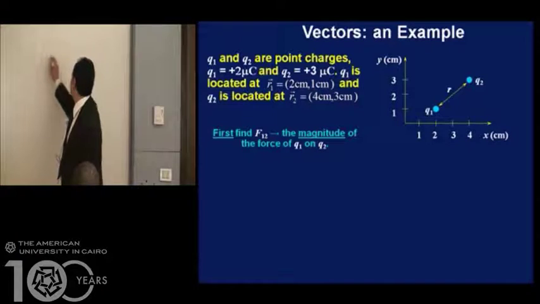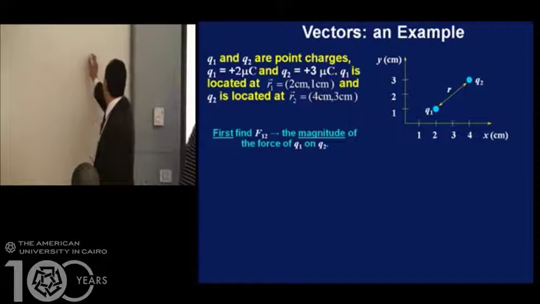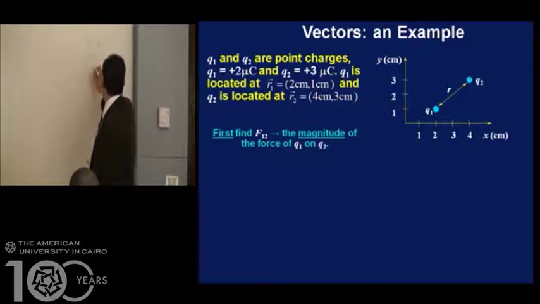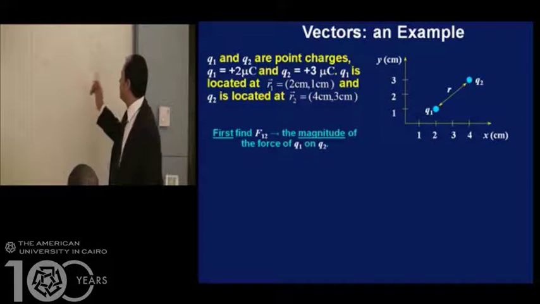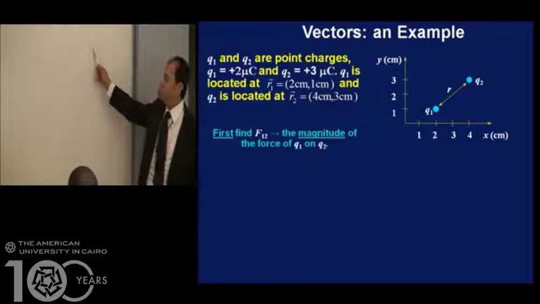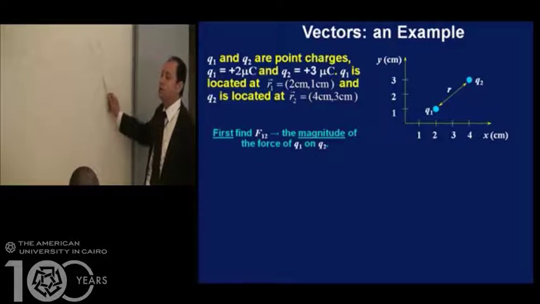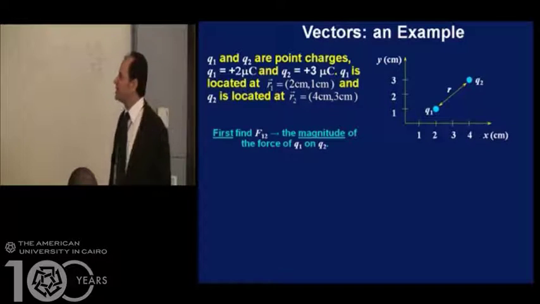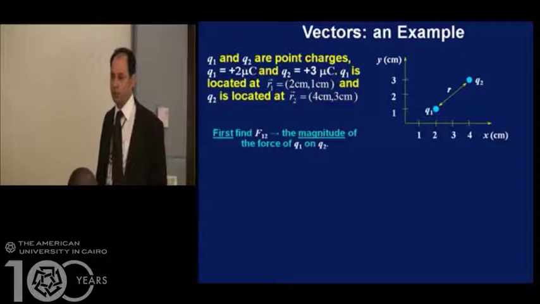The force F12, according to Coulomb, is equal to K, which is a constant, times Q1, Q2, divided by the distance between them squared. And since we are talking only about the magnitude, this is the formula to find the magnitude of the force. We know K, that's a constant. We know Q1, that's a given, 2 microcoulombs. We know Q2, that's a given, 3 microcoulombs. But the distance R12 between the two charges is not given, but we can get it because we know the position of the two charges.